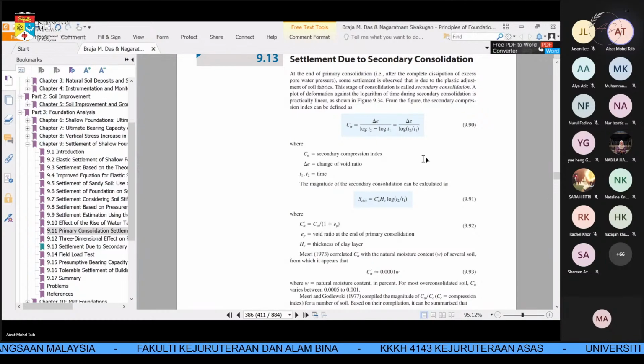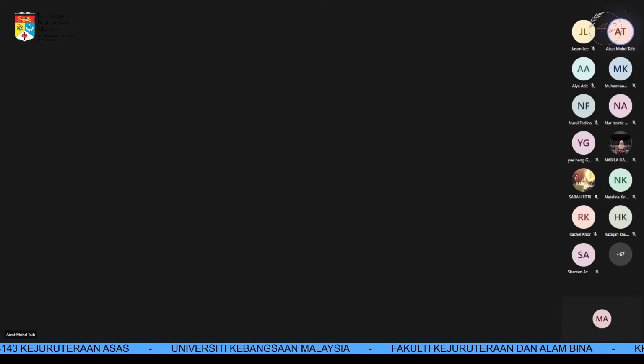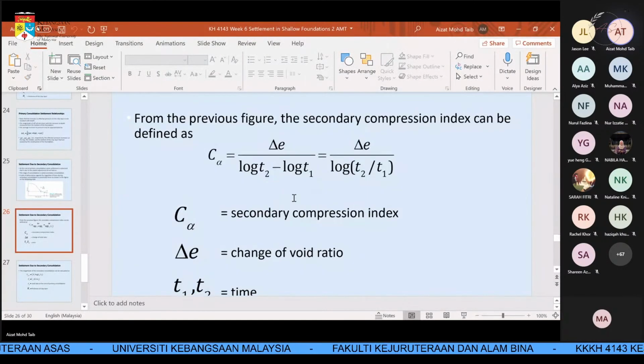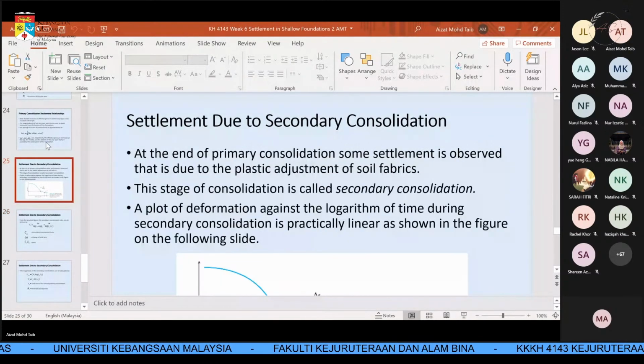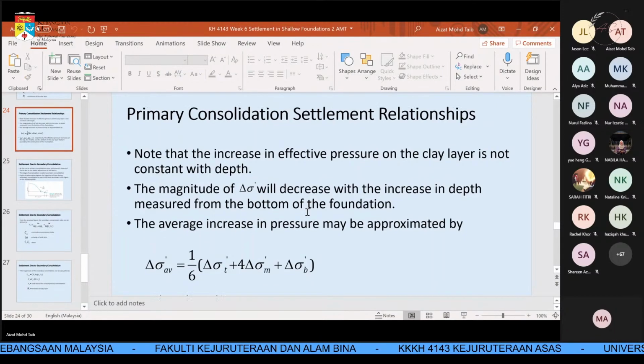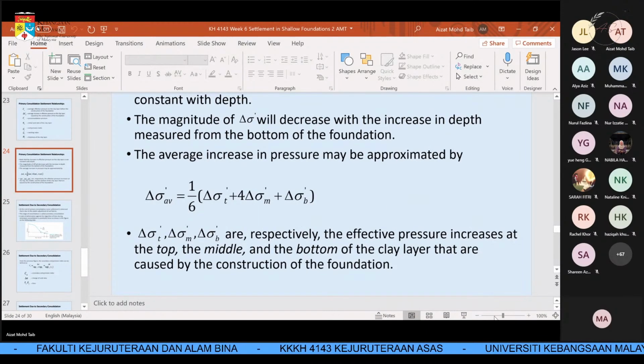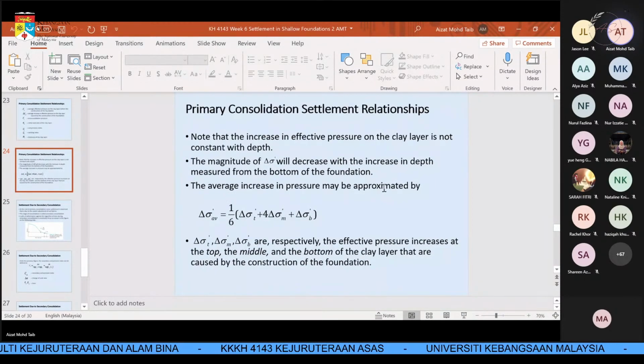So settlement due to secondary consolidation. Okay, so normally we calculate the primary, and then we move to secondary consolidation. Okay, primary consolidation. Jap, saya habiskan ini tadi sikit. Okay, primary consolidation settlement relationship.